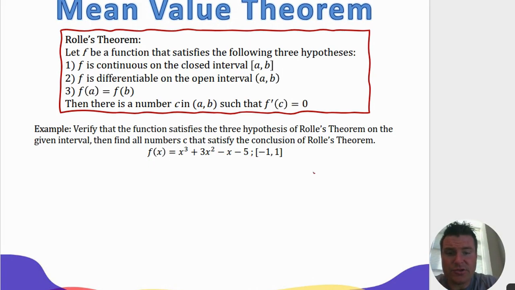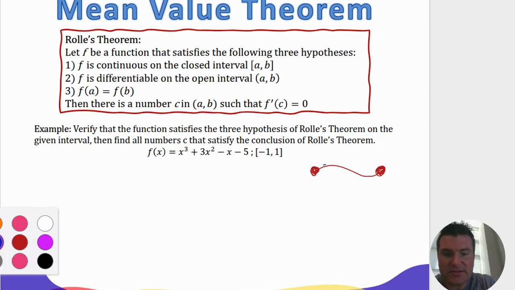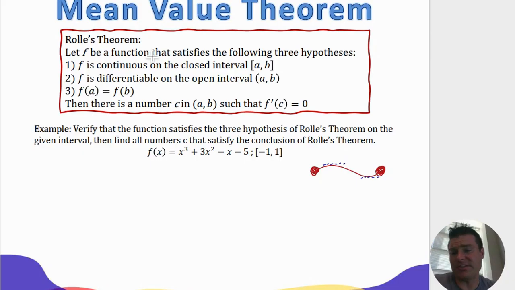If you have any two points that are of the same height, so let's pretend that these two dots right here are of the same height. As long as you connect those two dots with a curve that is continuous and differentiable, then there will always be at least one slope that is zero. So if I just connect those two dots in just that way, I'll always have at least two slopes. Look right there, I have a slope that's zero in blue, and I have another slope that's zero. So that's what Rolle's theorem essentially says.